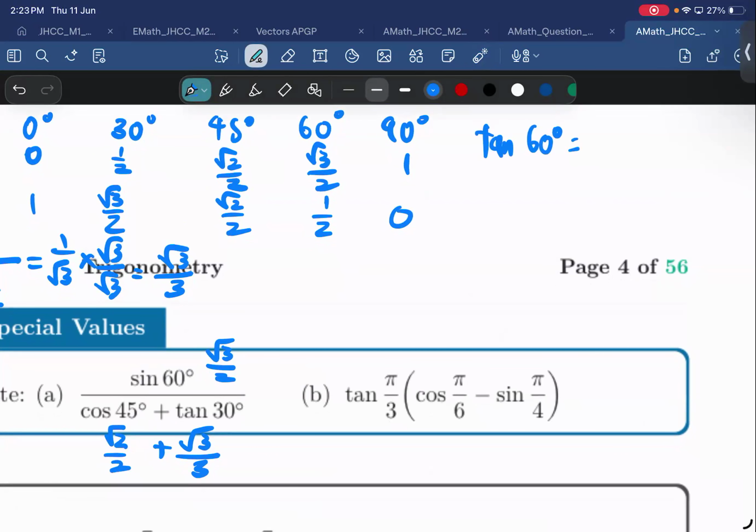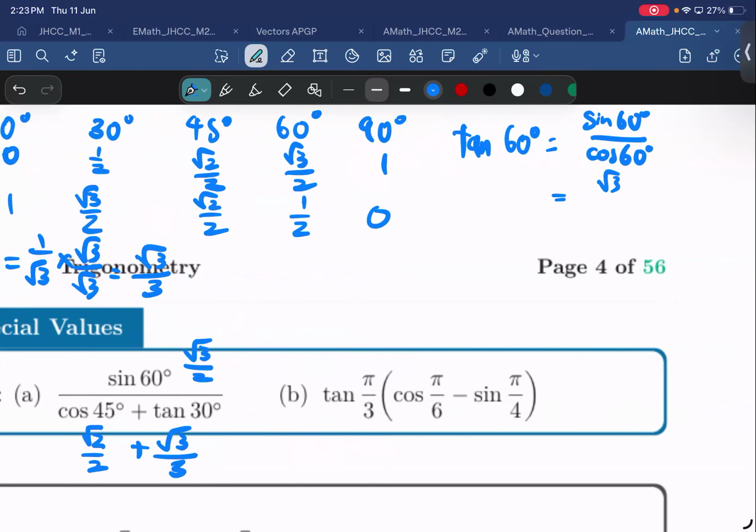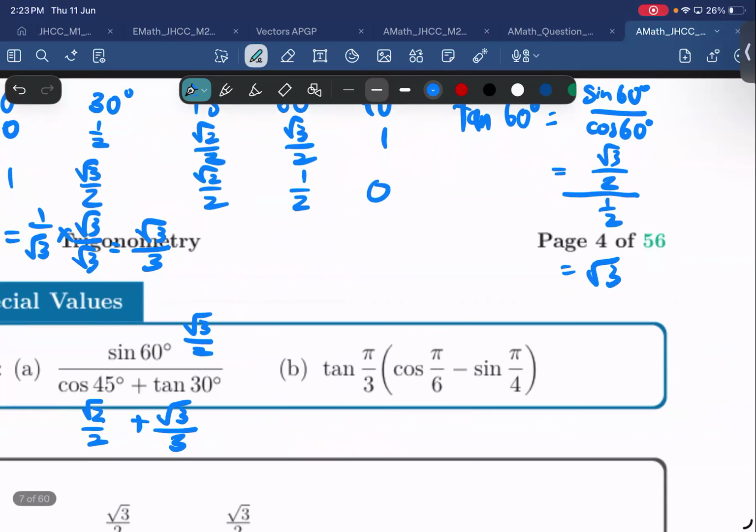Tangent 60 degrees is sine 60 degrees over cosine 60 degrees, where sine 60 degrees is root 3 over 2, and cosine 60 degrees is half. The 2 and 2 cancel, so it's basically going to be root 3.